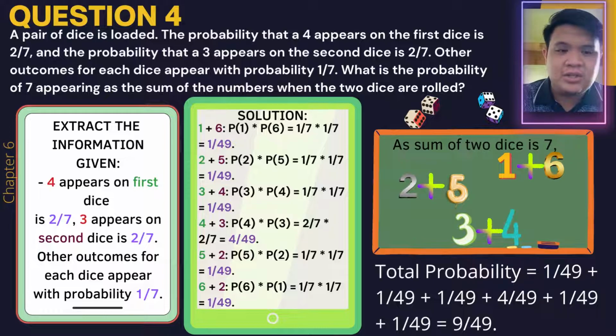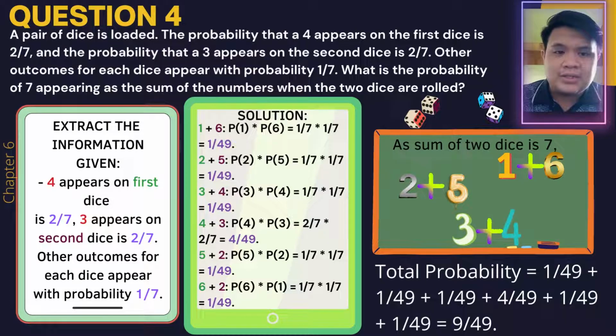Okay, so the strategy here is to list out all of the possibilities to obtain 7 as the sum of the two dice. In order to produce 7, there are 3 ways: 1 plus 6, 2 plus 5, and 3 plus 4. Now we just need to multiply the probabilities accordingly, and most of the pairs will give 1 per 49 as the outcome, as we multiply 1 per 7 together.